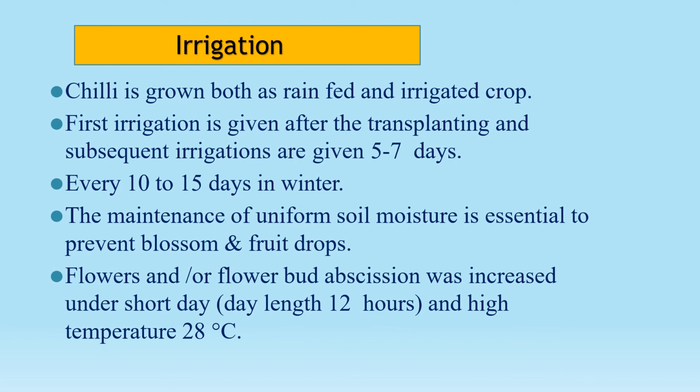The maintenance of uniform soil moisture is essential to prevent the blossom and fruit drops, and flower bud abscission is increased under short day, where the day length of the short day will be 12 hours, and high temperature of 28 degrees Celsius. This is the critical stage for the crop chili. Irrigation should be maintained at regular intervals.